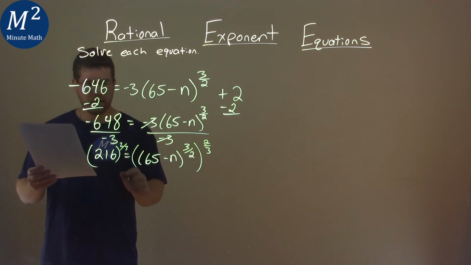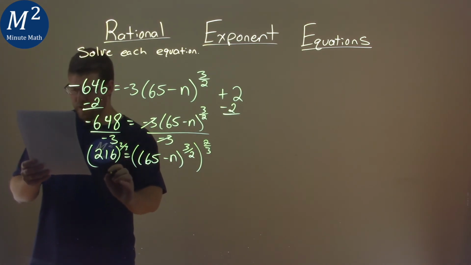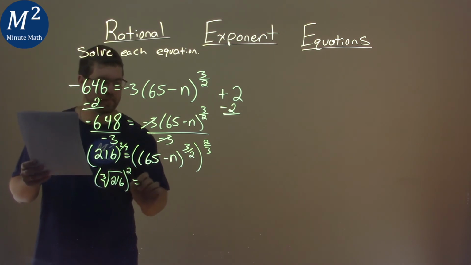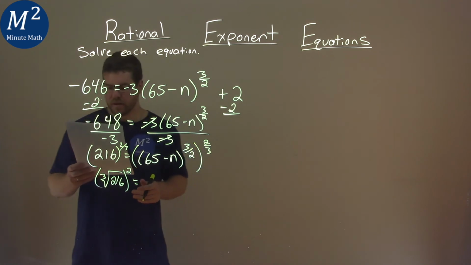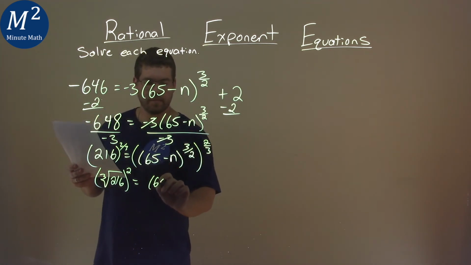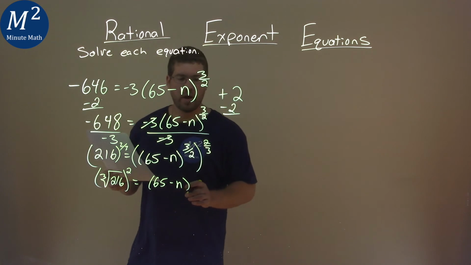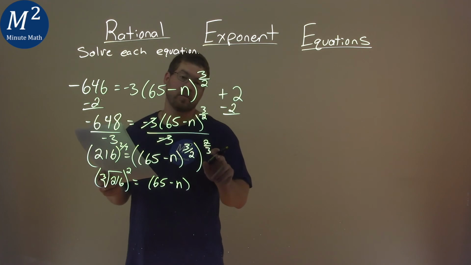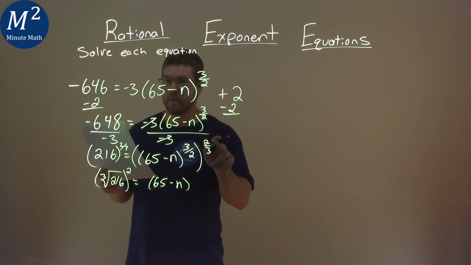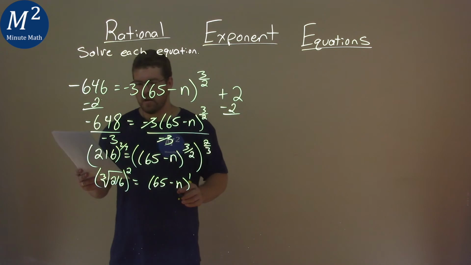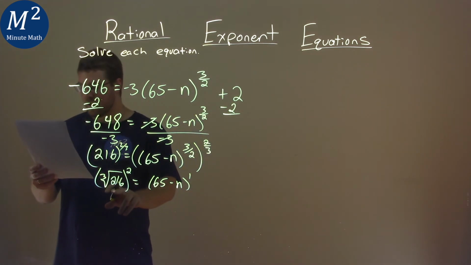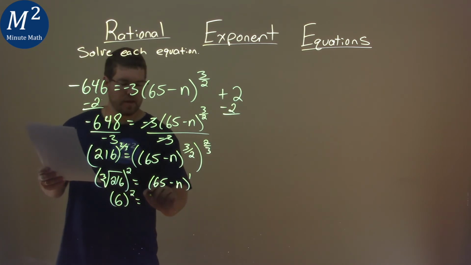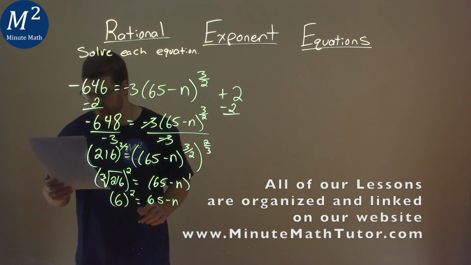The left-hand side, 216 to the 2/3 power, is the same as the third root of 216 all squared. The right-hand side, we have 65 minus n here, and 3/2 power to the 2/3 power. When we raise an exponent to another exponent, we just multiply them out. And 3/2 times 2/3 is a 1. So let's keep on going. The third root of 216 is a 6. And we just have a 65 minus n here.